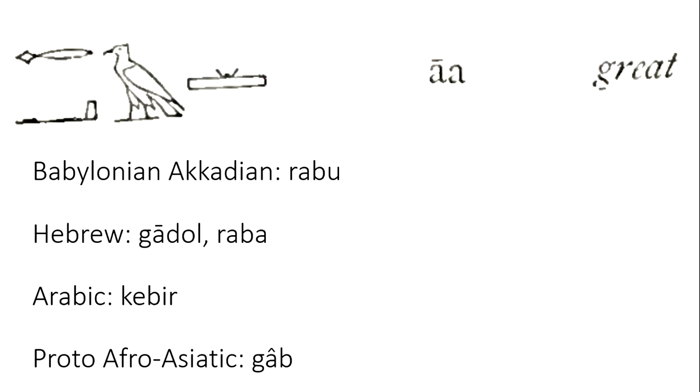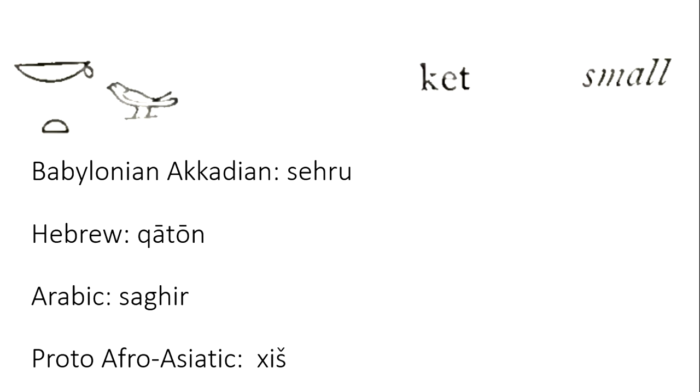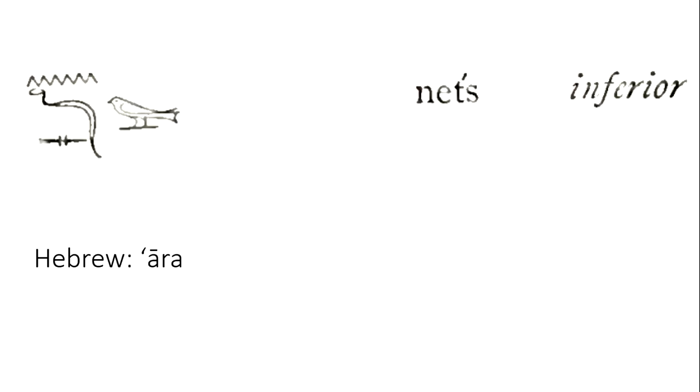Ah, great. Once again, Pharaoh, great house: Per-ah. Ura, another word for great. Kit, small. Nets, inferior.